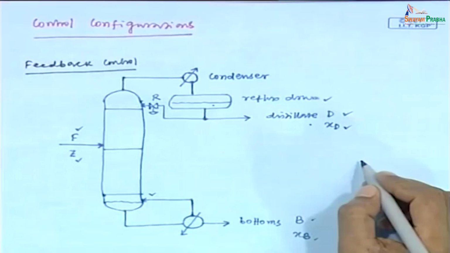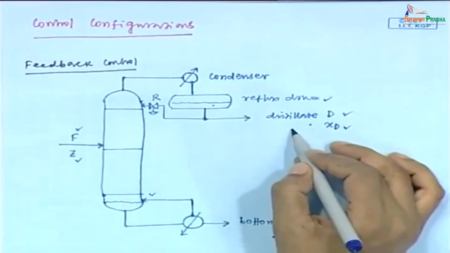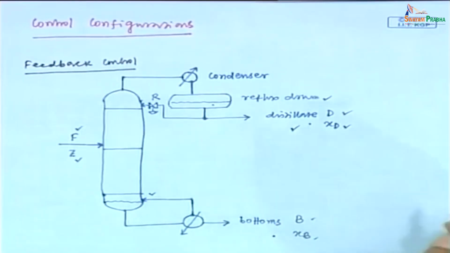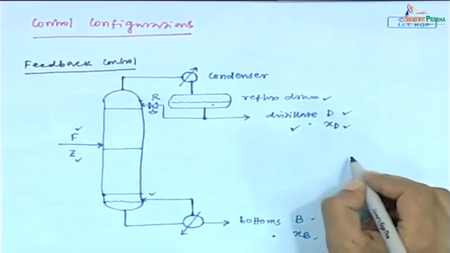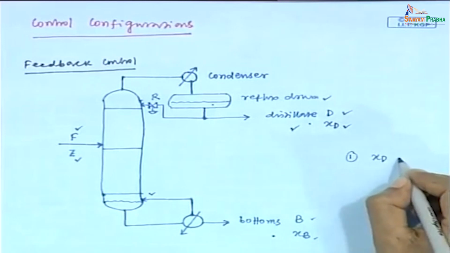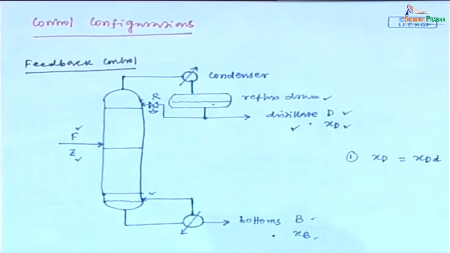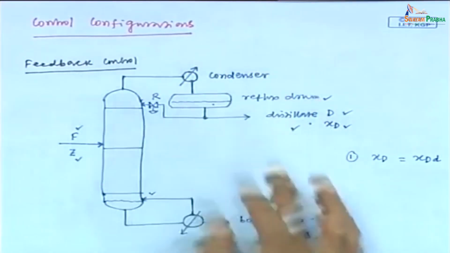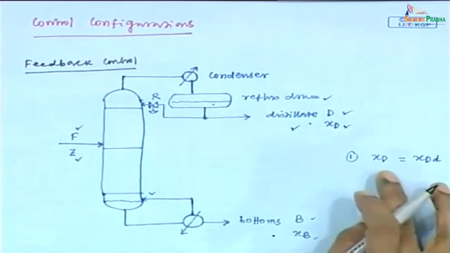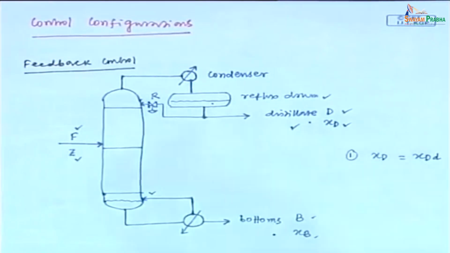First, we have to know the control objective of this process. There are basically two products, one is distillate, another one is bottoms. We will consider presently the top product. Fine. So, what is the objective? The objective is to maintain the top product composition at its desired value. If we consider the top section only, we need to maintain the top product composition XD at its desired value.